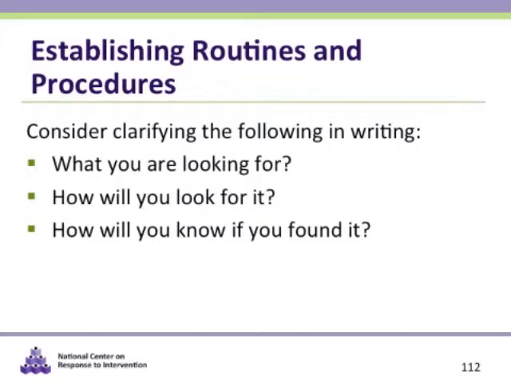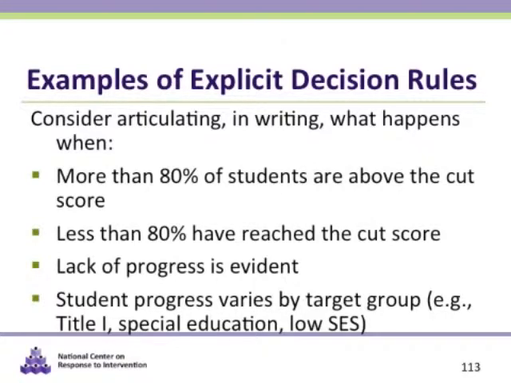plan of action. You also want to consider putting in writing what happens when certain things are found in your data. So for example, if you find that more than 80% of your kids are above the cut score, what should happen? Do we focus more on interventions? Do we increase our number to 90%? What happens when less than 80% have reached the cut score? Do we focus primarily on core instruction? Do we put in a school-wide intervention?